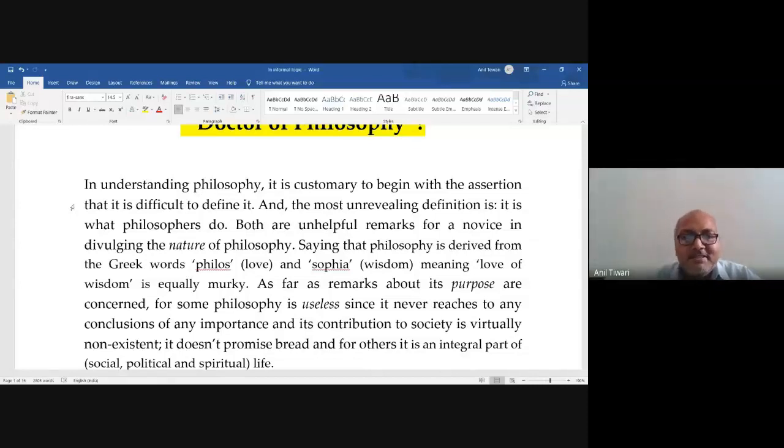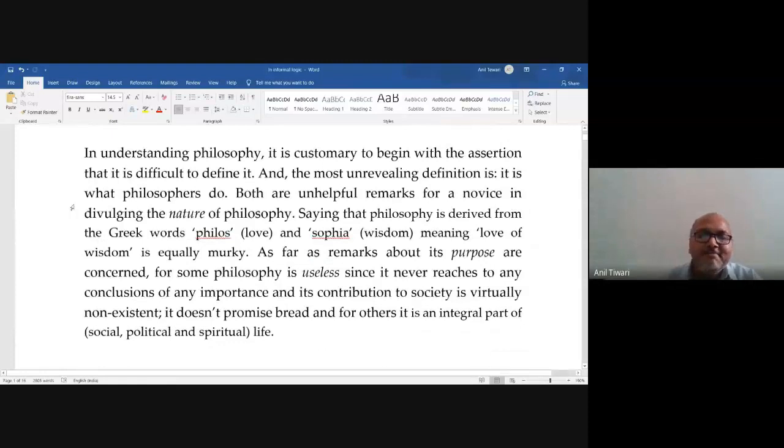Both these remarks, that it is difficult to define or that it is what philosophers do, are unhelpful for a novice like us in divulging the nature of philosophy. Saying that philosophy is derived from the Greek words philos, that is love, and sophia, that is wisdom, meaning love of wisdom, is equally murky. Again, it doesn't unfold much of it.